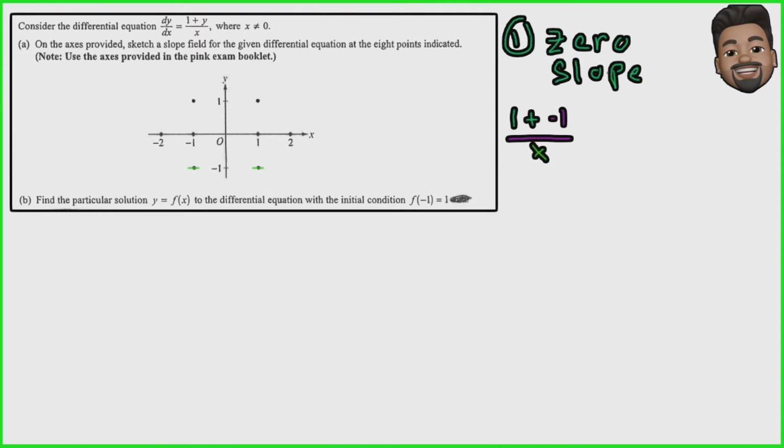You want to find your zero slope, and you're only going to get 0 when your y value is -1. 1 plus -1 is going to give me 0, 0 over x. It doesn't matter what the x value is, you're going to get 0. So that's why I went down below here and I put -1. I put a horizontal line to represent that slope of 0. So once we got the slope of 0, now we want to go through this in the most efficient manner.